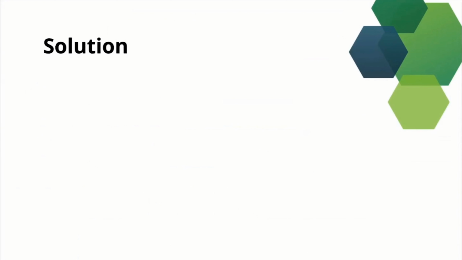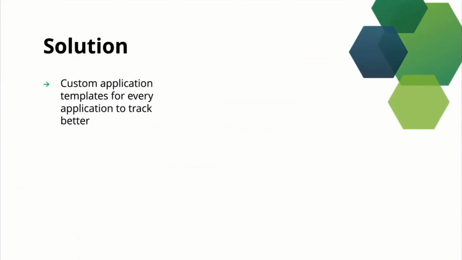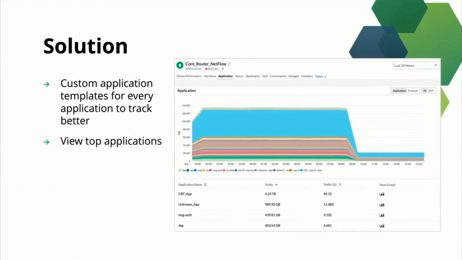So how can you solve this? You can create a custom application template for the applications that your employees use. For example, for YouTube or Facebook or any audio platform, you can just create a custom template by including the IP address and the port that it uses and track the bandwidth consumption. And again, view top applications on a NetFlow dashboard so that you can identify which application is using more bandwidth.